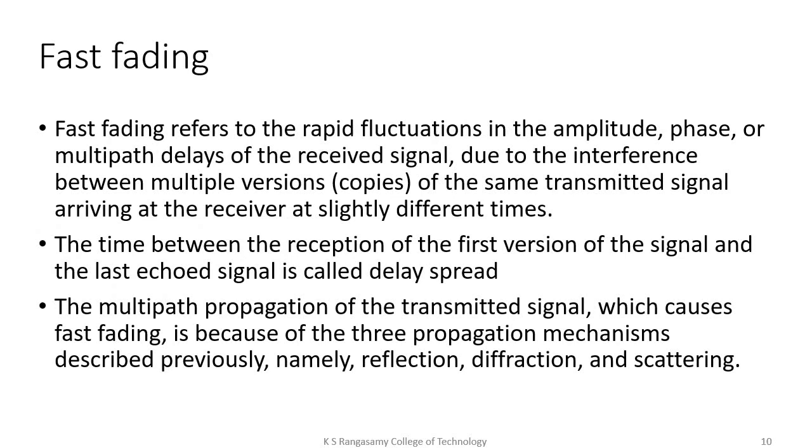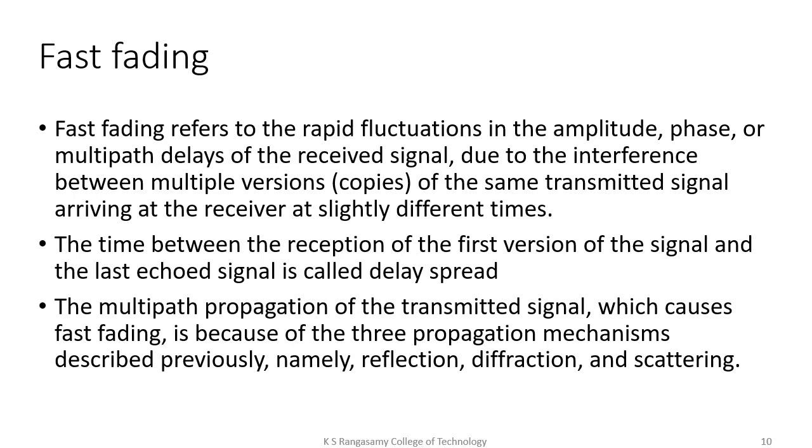Next, fast fading. What is fast fading? Fast fading refers to the rapid fluctuation in the amplitude, phase, or multipath delays of the received signal due to the interference between multiple versions of the same transmitted signal arriving at the receiver at slightly different times. So we have a delayed amplitude or phase. Such fluctuations are known as fading. The time between the reception of the first version of the signal and the last echoed signal is called the delay spread.